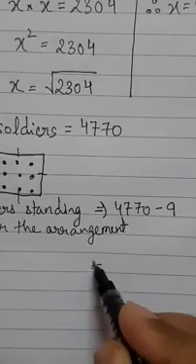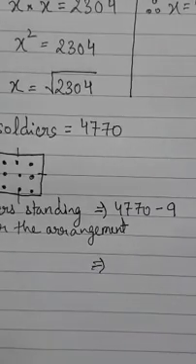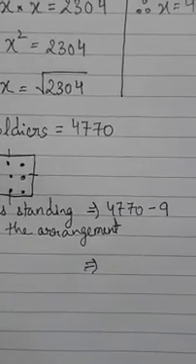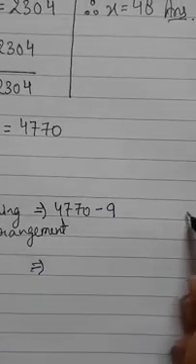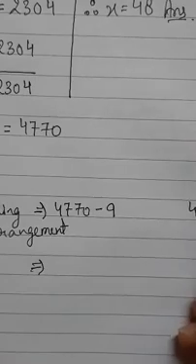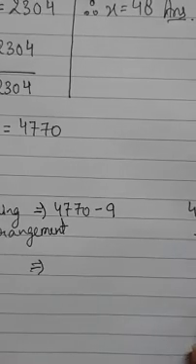So how many soldiers are there? Exactly. So we are going to subtract 9 from 4770. So let us subtract it. 4770 minus 9.